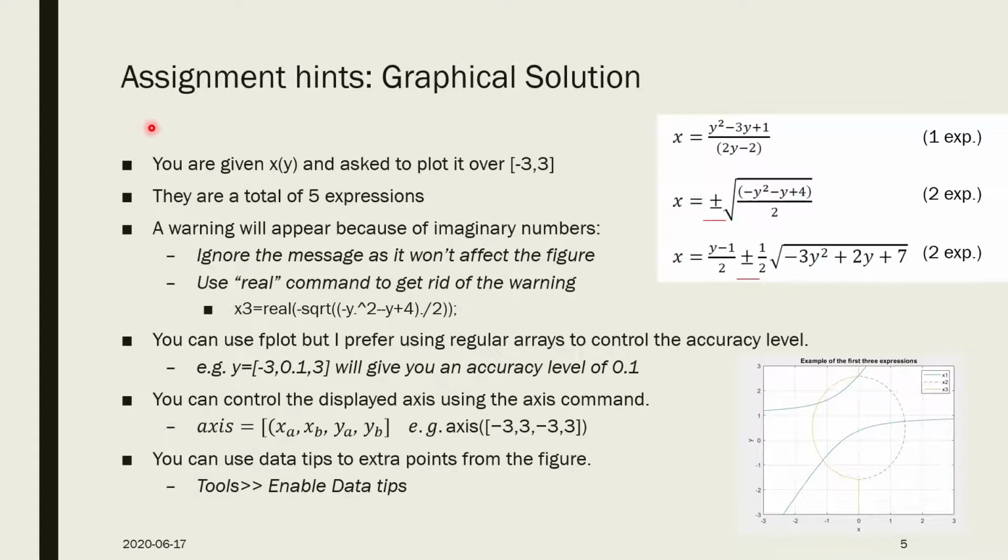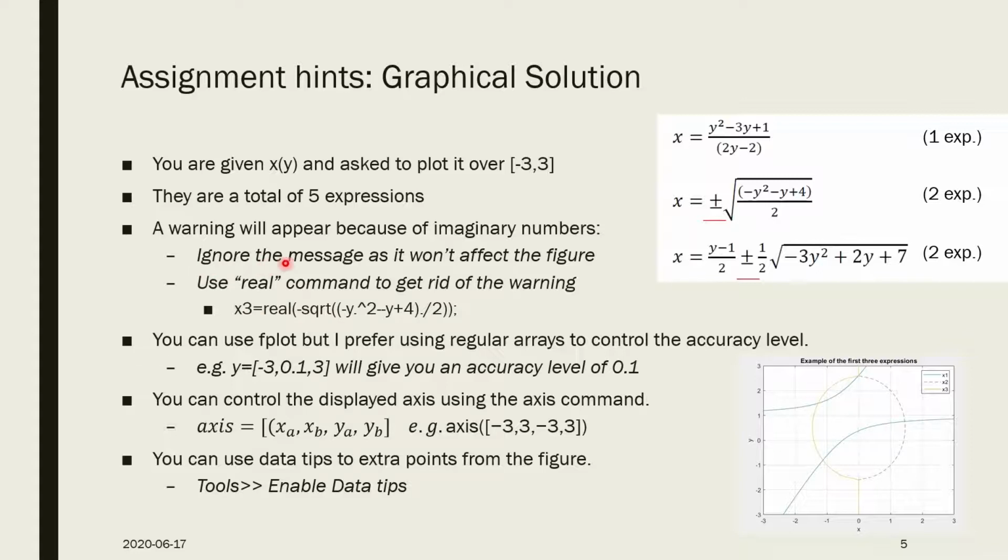So I wanted to conclude this video by giving you some assignment tips. For question 1, you're required to graphically solve the problem. You're given x as a function of y and asked to plot over a range of -3 to 3. You just need to be careful that there are actually a total of 5 expressions, because you have a plus minus sign here and you have a plus minus sign here. So you need to make sure that you plot the plus range and the minus range. So you'll have a total of 5 expressions, or 5 plots overlaid over each other.